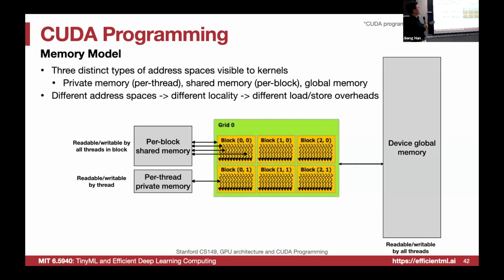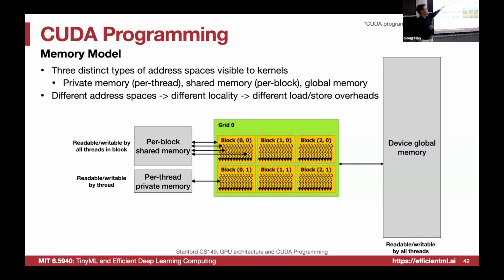Okay, so the memory model. There are three distinct types of address spaces: global memory, shared memory, and also the private memory. That also answers your question why we need the hierarchy. Similarly, for the memory hierarchy, we have the thread level. Each thread has its own private memory, and the block of threads has this shared memory. And finally, we have this global memory.